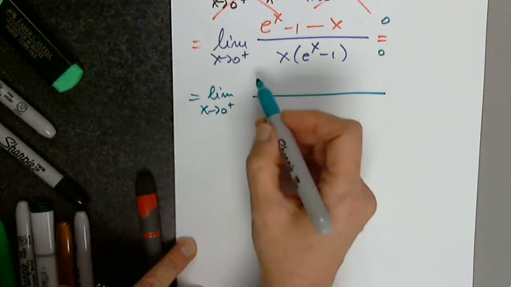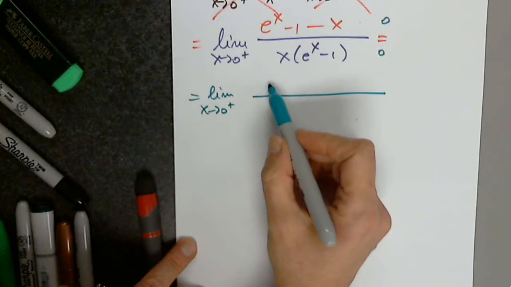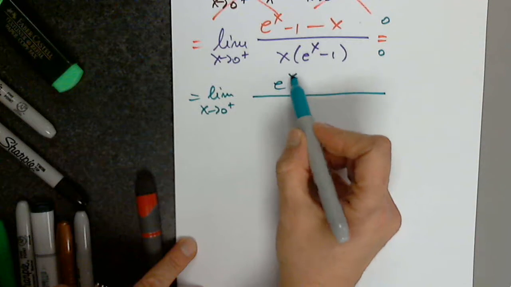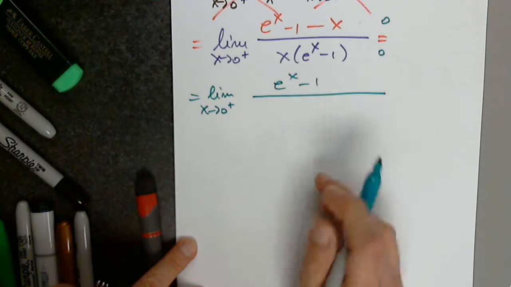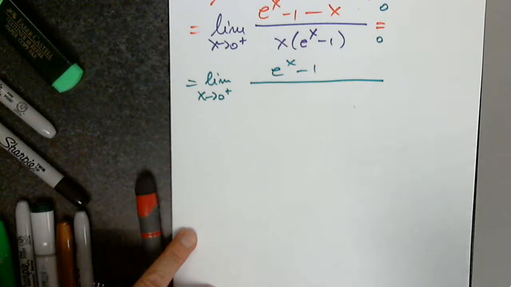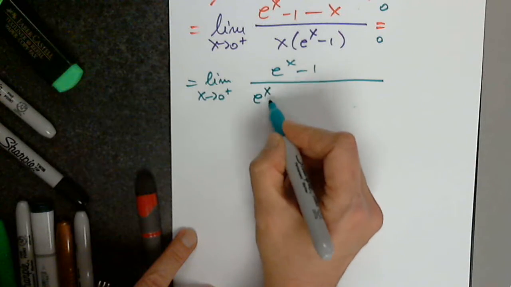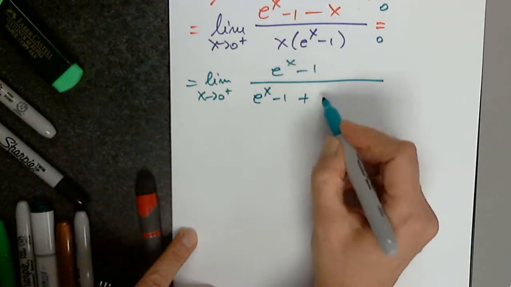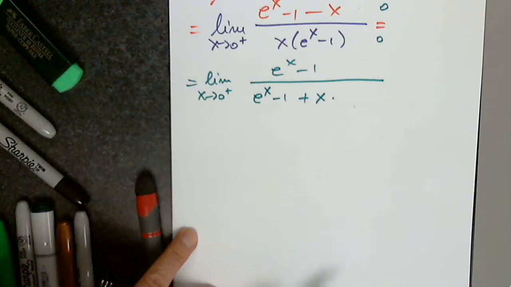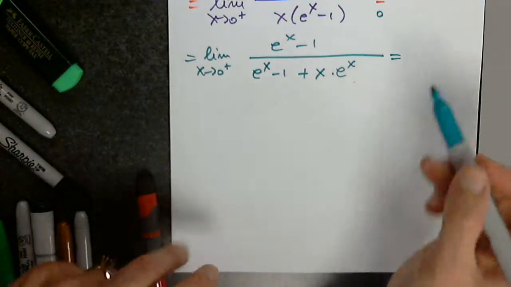So give me the derivative, the function prime. That's e to the x minus 1. Perfect. Now the denominator, careful because it's a product. So I have to differentiate using the product rule: the first function prime, plus the first function times the second function prime. What is the second function prime? Excellent. Good.